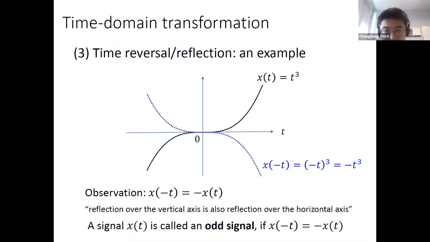In other words, if we reflect this signal over the vertical axis, it is at the same time also the reflection of the signal over the horizontal axis. So this is the intuition of this equation. For this kind of signal, we call it an odd signal. Formally, a signal x of t is an odd signal if x of minus t equals minus x of t.